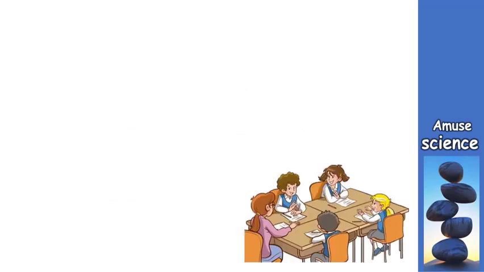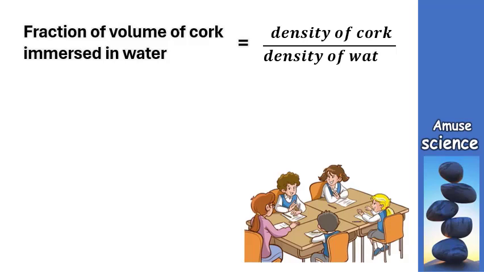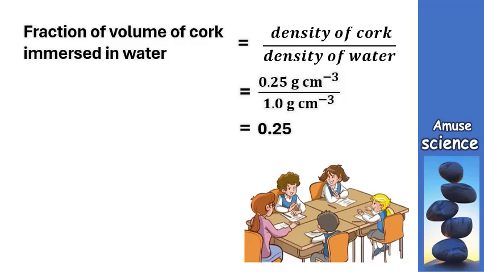So method 1, we know that the fraction of the cork immersed in the water will be equal to the density of the cork divided by the density of the water, and both have been given. So let's do the substitution. We are going to get 0.25 grams per cm cube divided by 1.0 grams per cm cube, and we are going to get 0.25. Now let's convert 0.25 to fraction, and we are going to get 1/4. So 1/4 is the fraction of the volume of the cork that is immersed in the water. It becomes as simple as that.